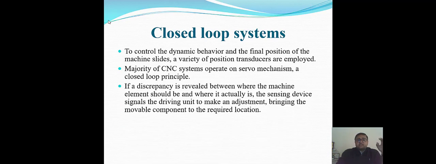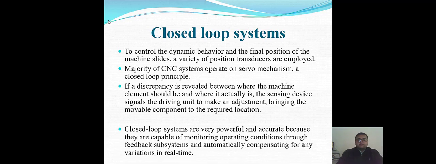If a discrepancy is revealed between where the machine element should be and where it actually is, the sensing device signals the driving unit to make an adjustment, bringing the movable component to the required location. I hope the function of the transducer is clear from this statement, and if you are not getting it, read it twice and thrice so you can get a glimpse of how exactly the transducers work.